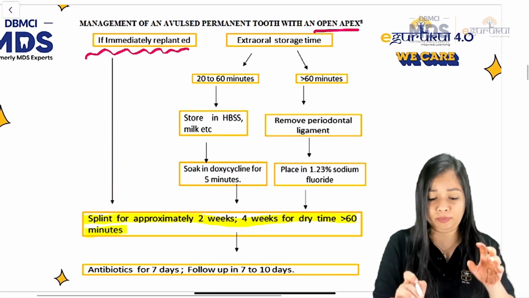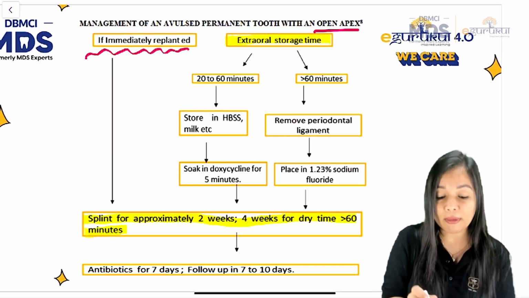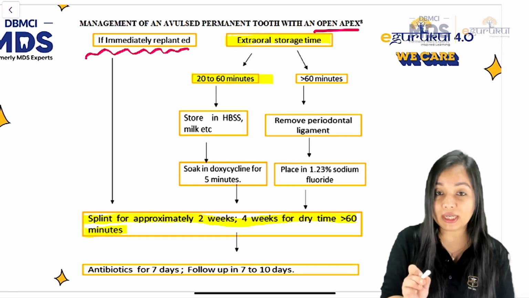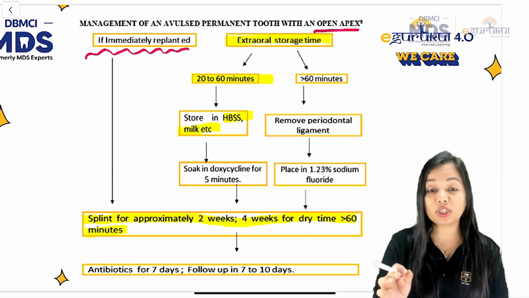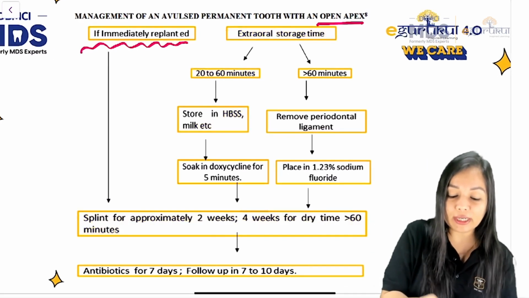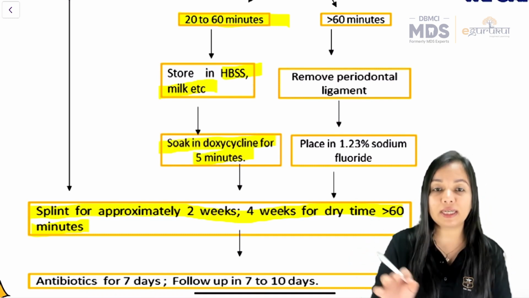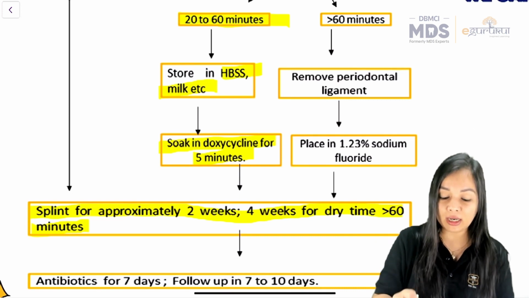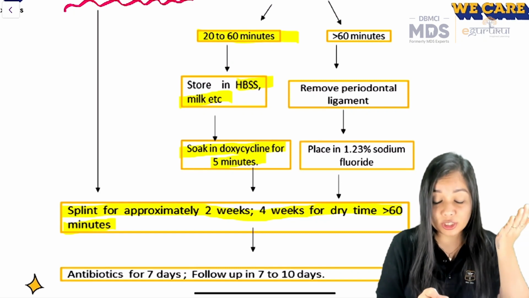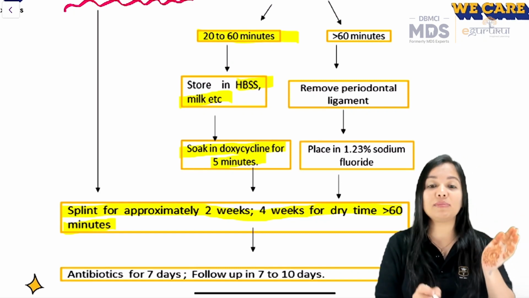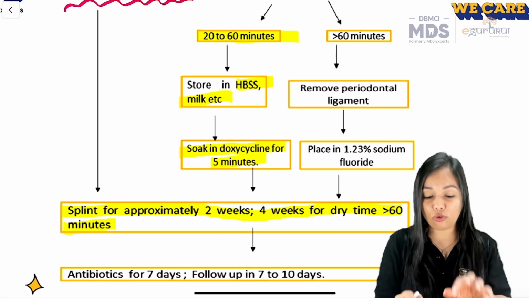So when we talk about the dry time, that means if there has been an extraoral storage time which is between 20 to 60 minutes, whether it has been stored in HBSS or milk, that is a biological storage media, then you soak it in doxycycline in order to remove any bacterial contamination around the tooth. And then since there has been a dry time, you splint it for 2 weeks in case the dry time is less than 60 minutes. If it is more than 60 minutes, then you splint it for 4 weeks.